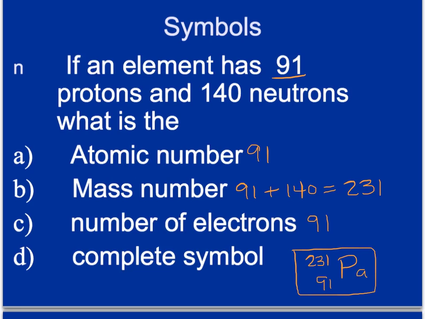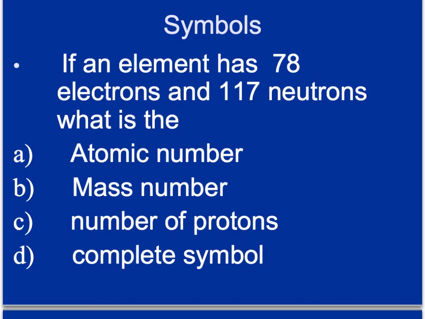And here we go. The atomic number is going to be 91, since there are 91 protons. Remember, those two numbers are the same. For the mass number, I took the number of protons plus the number of neutrons. Then the number of electrons is the same as the number of protons, so those two numbers are the same again. And the complete symbol here is Pa. I just looked up 91 on the periodic table. Remember, we put the atomic number on the bottom, the mass number on the top, and here is our complete symbol.